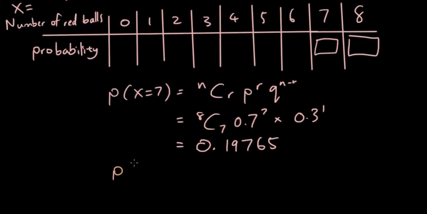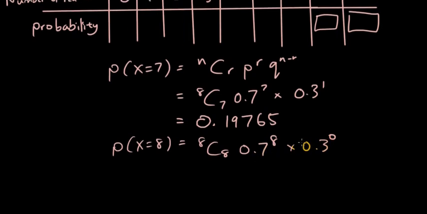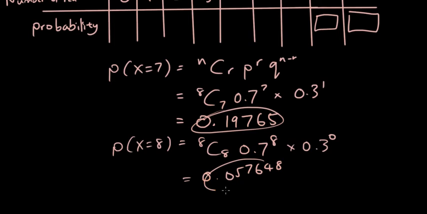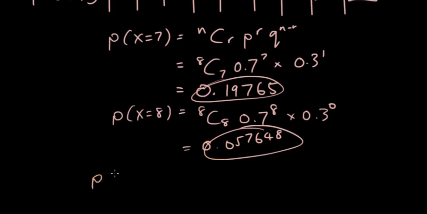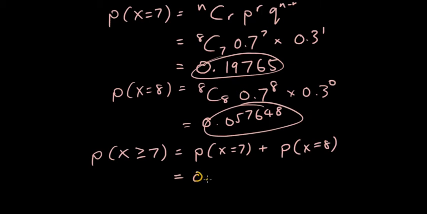And then probability of X equals 8 would be 8C8, 0.7 to the power of 8 times 0.3 to the power of 0, where 8C8 is just going to give you 1. So this is basically 0.7 to the power of 8, and that's 0.057648. So adding these two numbers together, the probability of X being bigger than or equal to 7 equals, adding them together, 0.2552981.